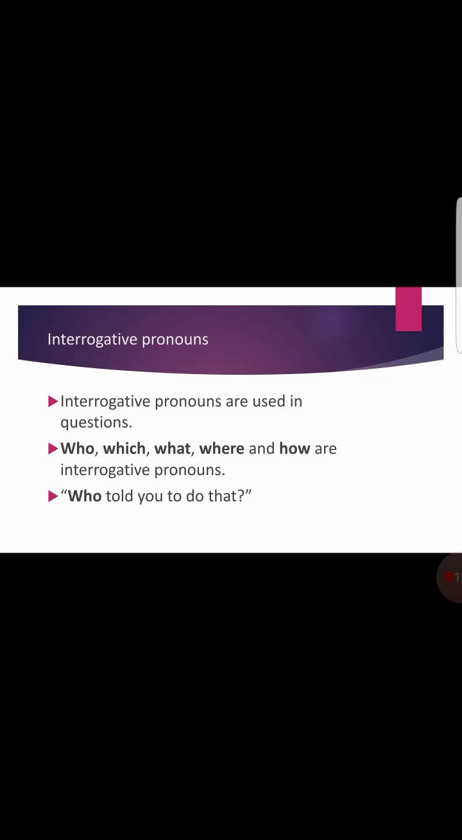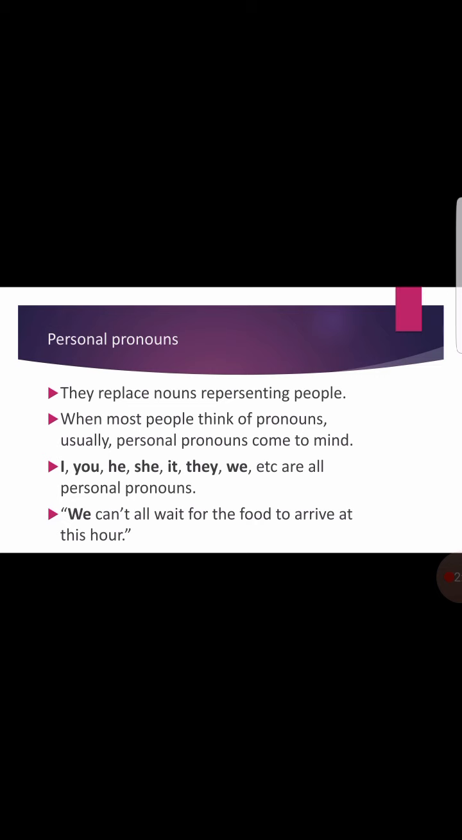Interrogative pronouns. Interrogative pronouns are used in questions. W family is included in this pronoun. Who, which, what, where and how are the examples of interrogative pronouns. Let's see the example in a sentence form. Who told you to do that? Here, who is used in the beginning of a sentence in the form of question, and it is known as the interrogative pronoun.